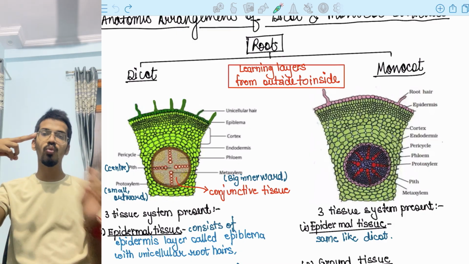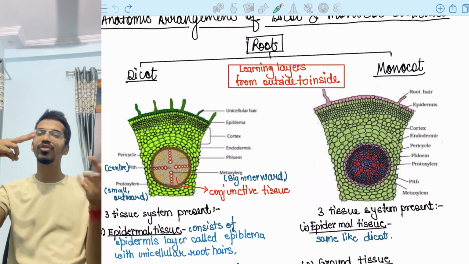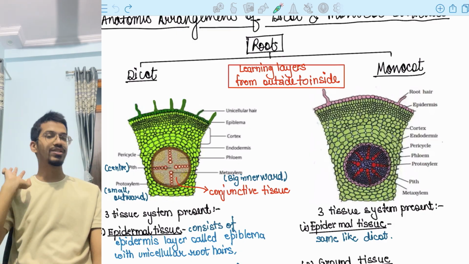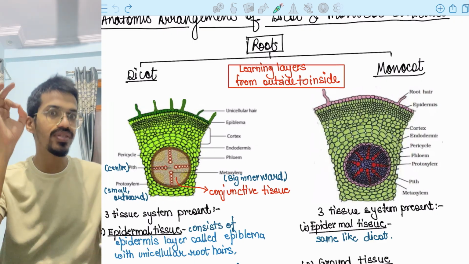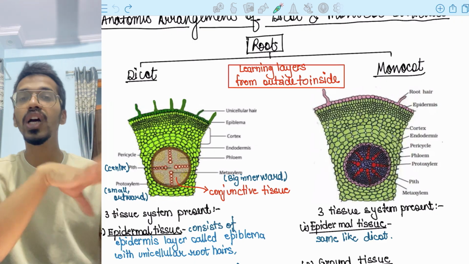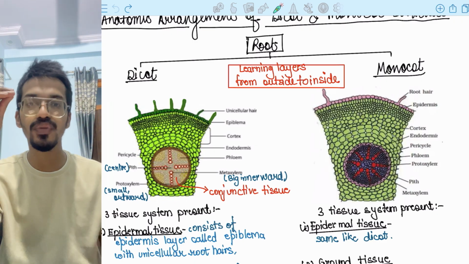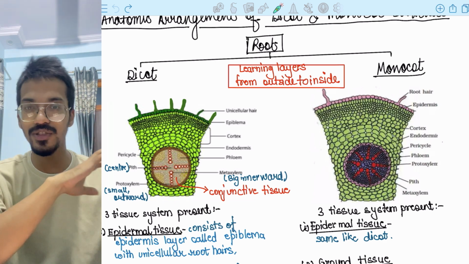Then the ground tissue: what are the layers present in each, and how different they are from each other. And third is the vascular bundle. So the things which we have studied in the beginning, we're going to be utilizing that way. If you prepare this way, that would be much easier.